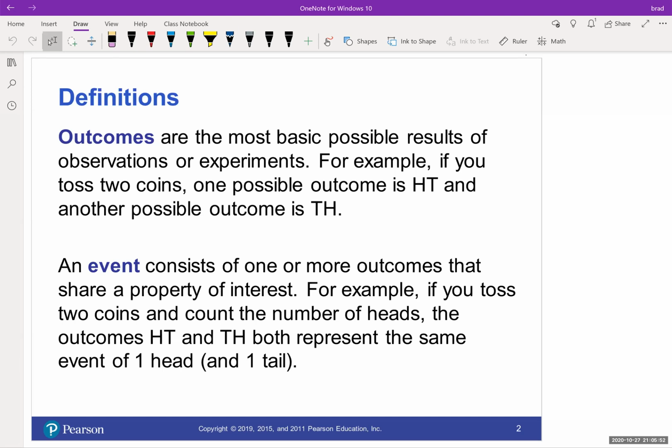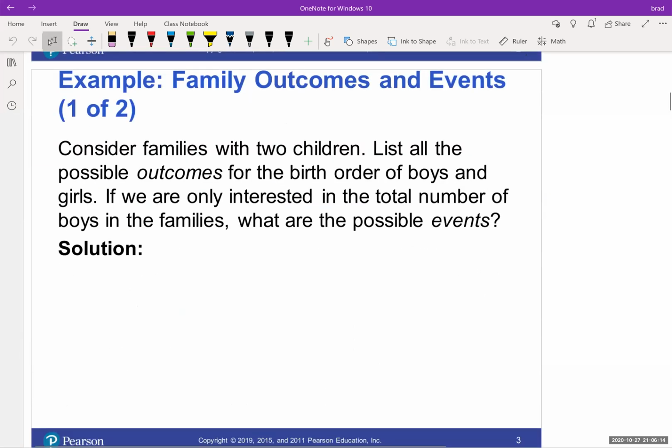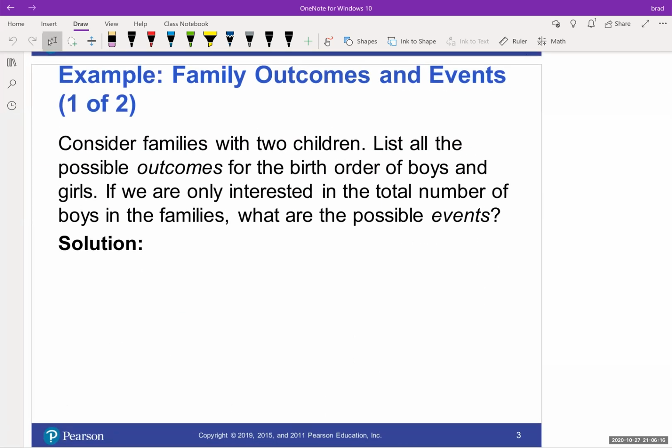Okay, so the event is almost like the experiment, or the fact that we're tossing two coins, and the outcomes are more like what could happen. These are the different scenarios that could happen. So hopefully that makes it clear what the difference between event and outcomes is.